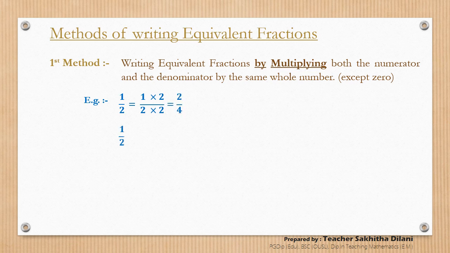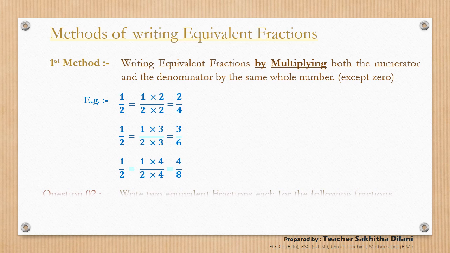In the second one, I have multiplied both the numerator and the denominator by 3. The answer is 3/6. In the third one, I have multiplied both the numerator and the denominator by 4. The answer is 4/8. These three fractions are equivalent to 1/2. Now, I have given you a question. Write two equivalent fractions each for the following fractions.